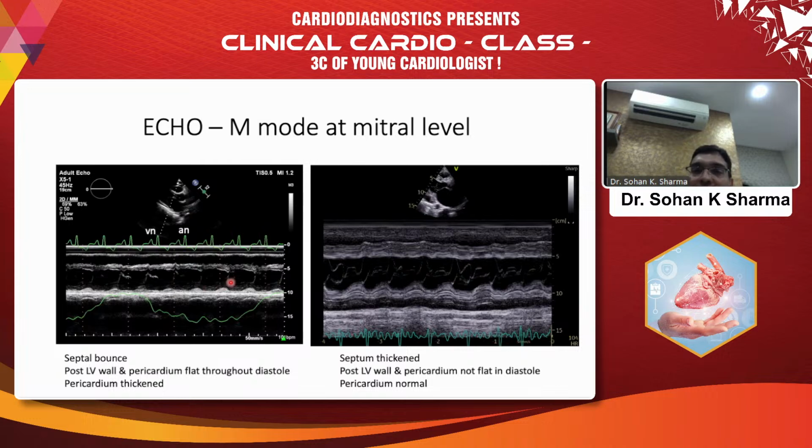While on the right side, this is a restrictive cardiomyopathy. You see there is increased thickening. There is interventricular septum thickening, and there is no flattening observed in the posterior left ventricular wall, and the pericardium is normal. And in restrictive cardiomyopathy, you may also see biatrial enlargement that is not seen in constrictive pericarditis, at the M mode also or at the routine 2D echo mode also.